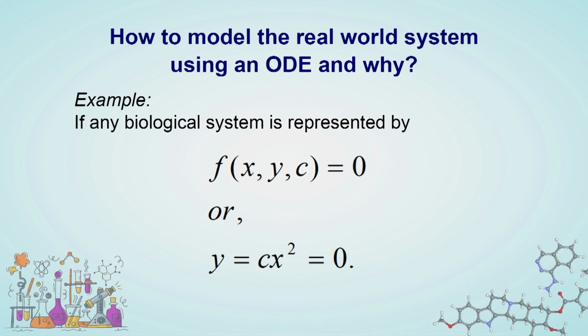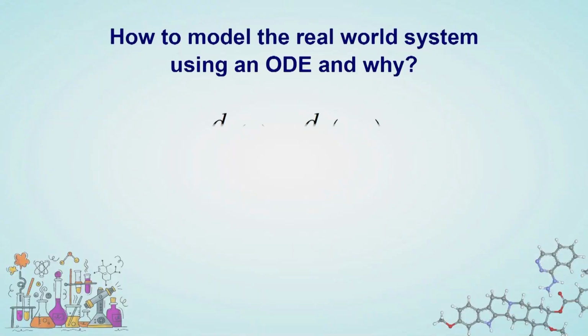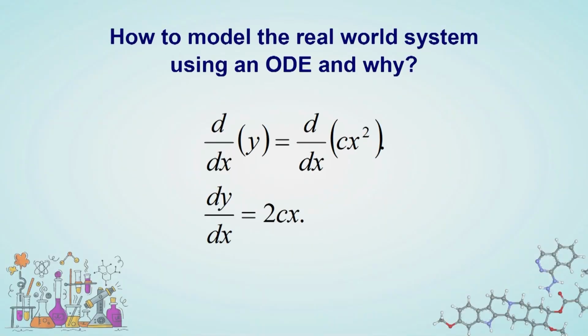We understand this term through an example. Maybe this equation is defined by y equal to cx square. Then we know that y is a function of x. Then we have to measure the rate of change in y with respect to x. Then d by dx for y. In place of y, we put cx square. It means the rate of change in cx square with respect to x.